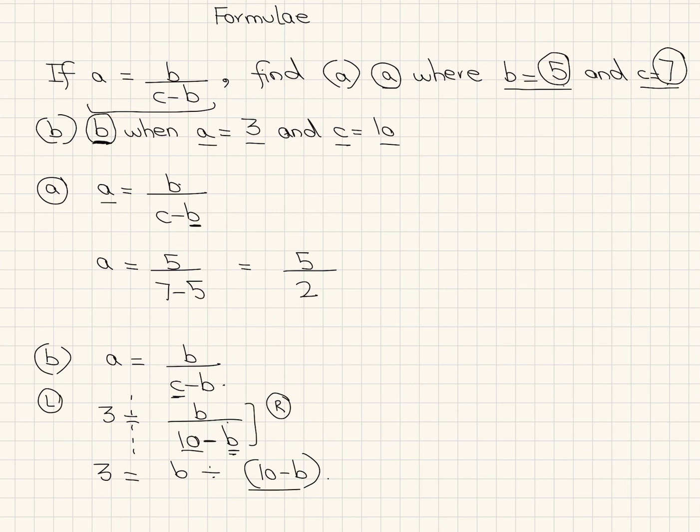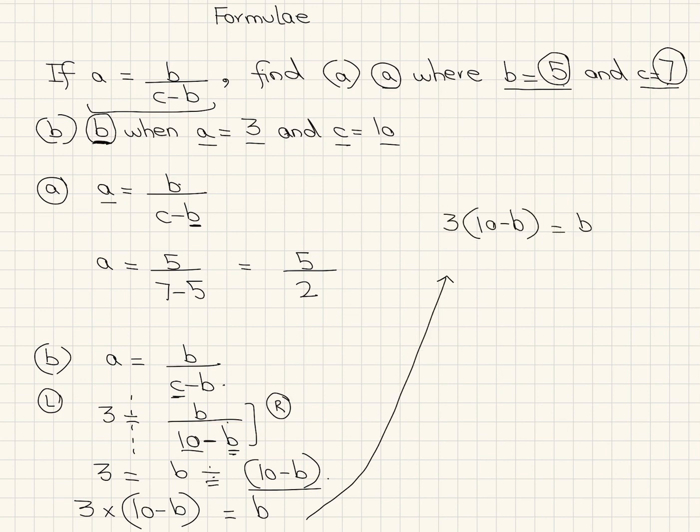Now, if I want to move this to the other side, here we have it being divided by 10 minus B. If you're moving it to the other side, what we need to do is change the operation from division to multiplication. So now it's going to be 3 multiplied by, again, keeping the bracket, 10 minus B equals B. All right, now let's take it up here. So 3 times (10 minus B) equals B.